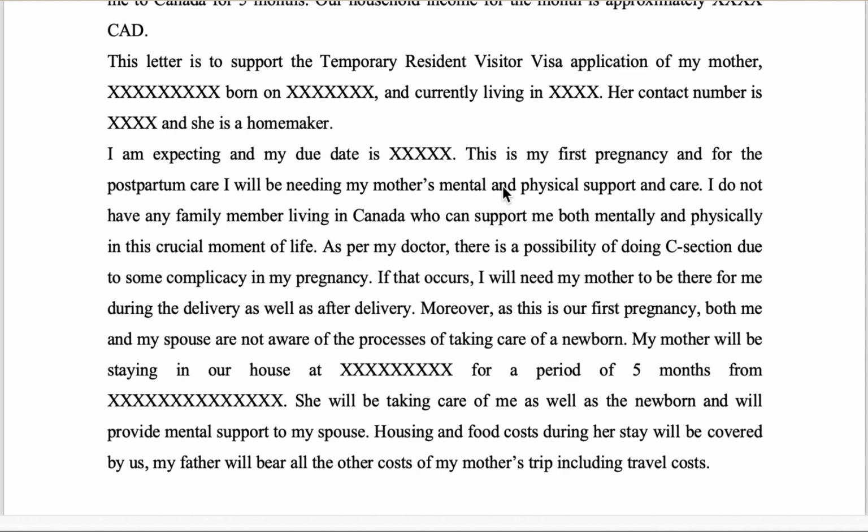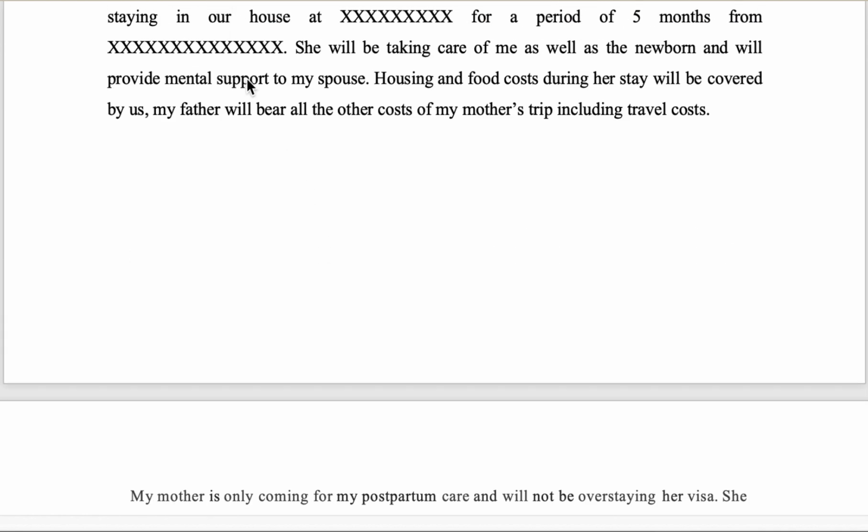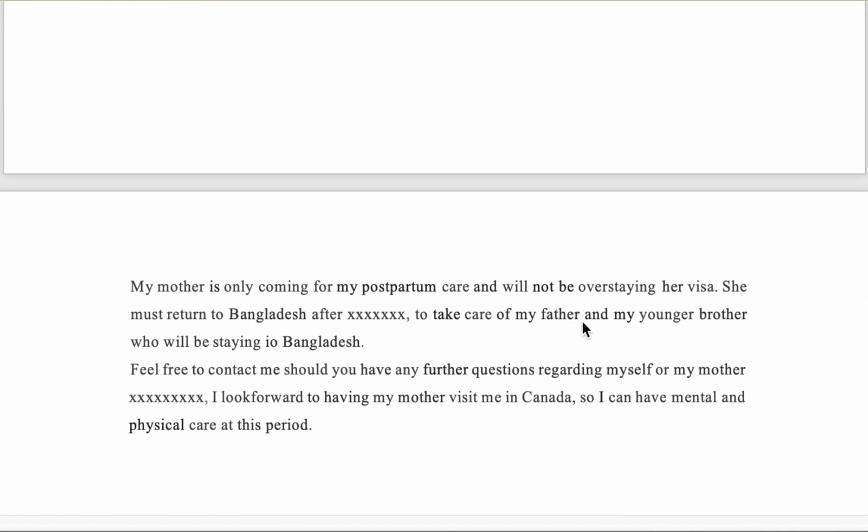As my mother is a homemaker, my father will bear her trip or travel cost, which includes the airplane cost of coming and returning back to the country. If there are any costs other than housing and food cost, my father will bear that one. My mother is only coming for my postpartum care and will not be overstaying her visa. She must return to Bangladesh after the month you have mentioned over here, to take care of my father and my younger brother who will be staying in Bangladesh.